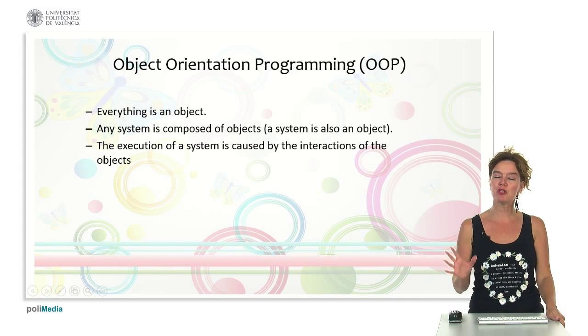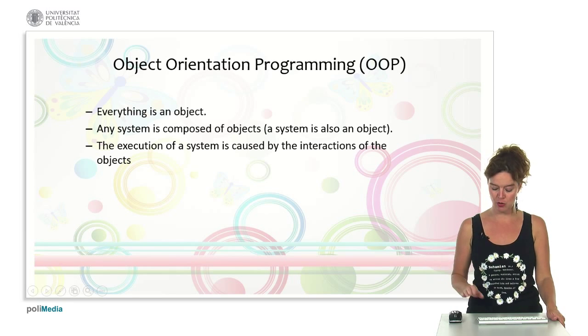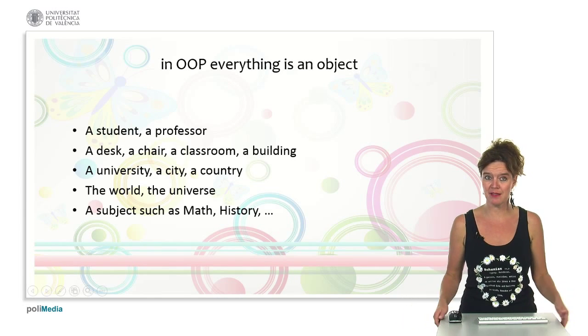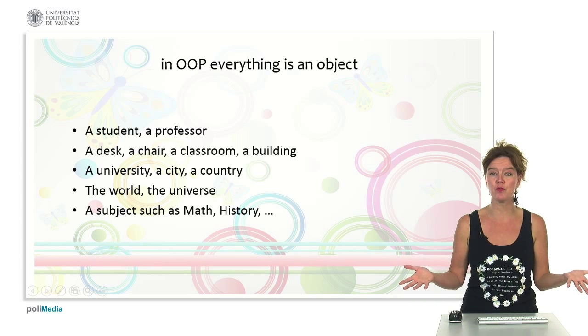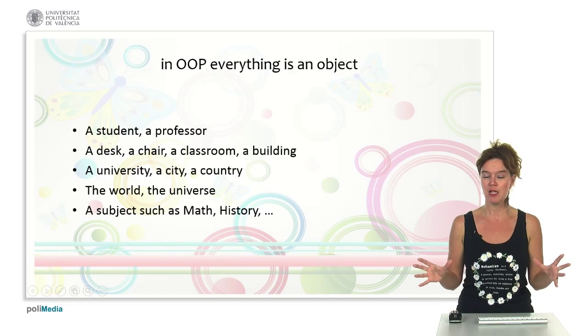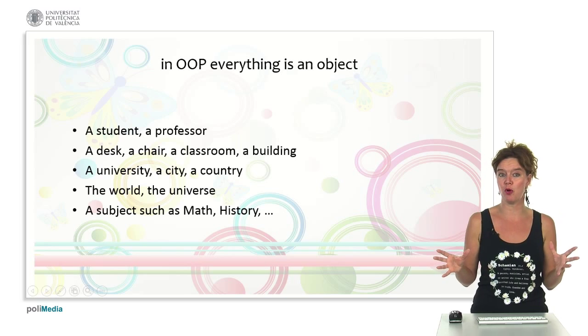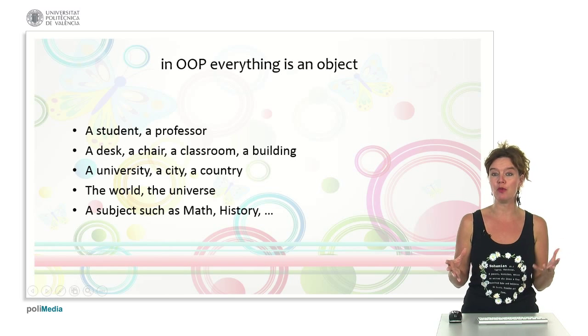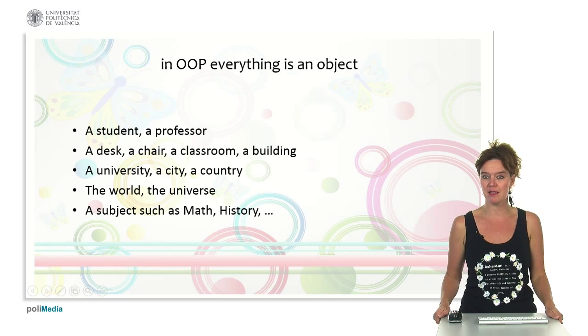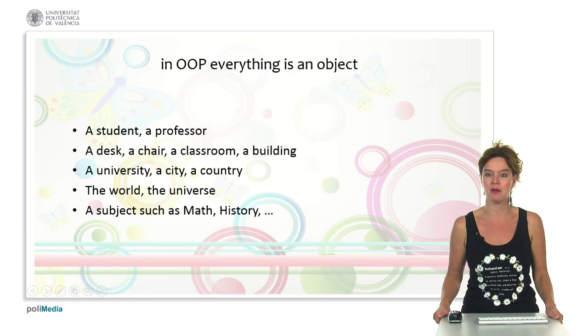So as we said, in object-oriented programming, everything is an object. A student is an object, a professor is an object, a desk, a chair, a classroom, a whole building, everything is represented as an object. So a whole university is also an object, and a city, a country, the world, and even the universe. Everything that we can represent and want to represent in a system is an object.